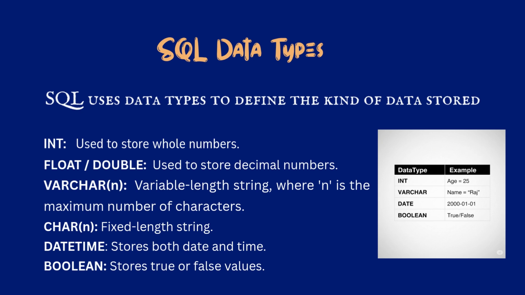VARCHAR(n), variable length string, where n is the maximum number of characters. CHAR, fixed length string. Not as common as VARCHAR for general use. DATETIME, stores both date and time. BOOLEAN, stores true or false values. Choosing the right data type helps optimize storage and performance of your SQL database.